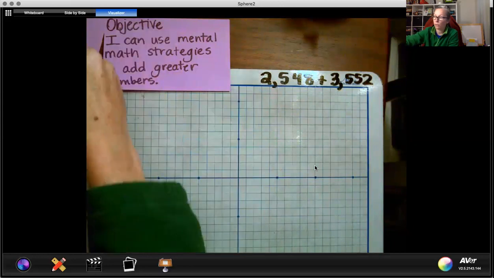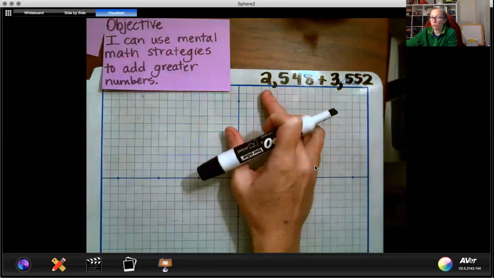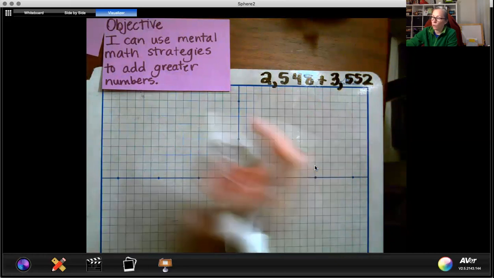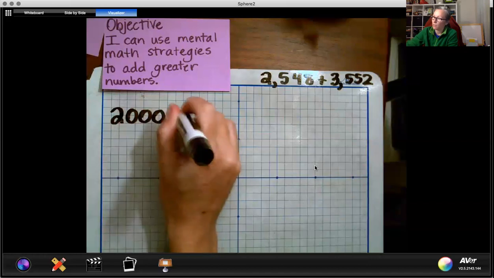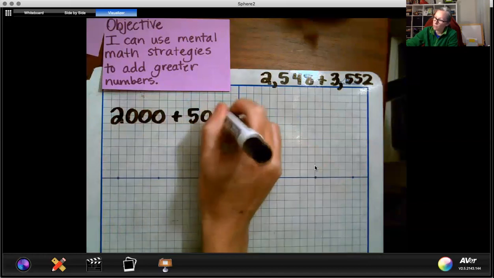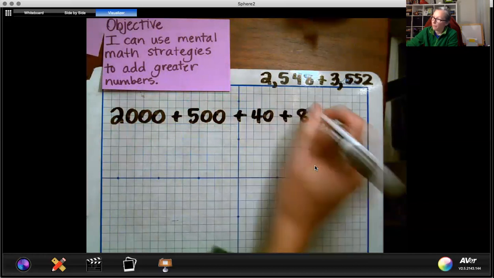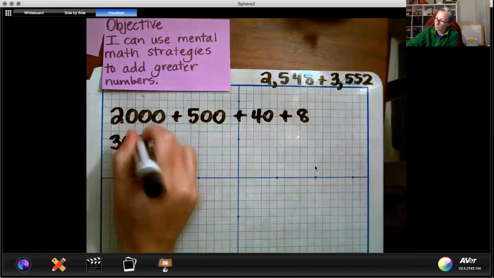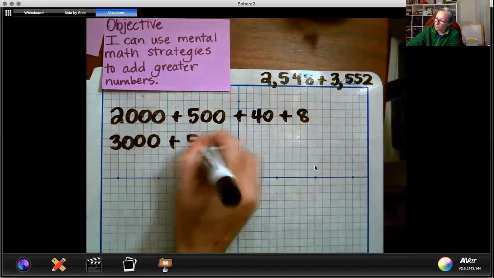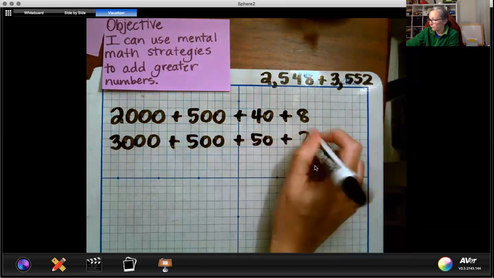Expanded form is when you look at each number and you break it into its place value quantities. So 2,548 would break apart into 2,000 plus 500 plus 40 plus 8. And 3,552 would break apart into 3,000 plus 500 plus 50 plus 2.